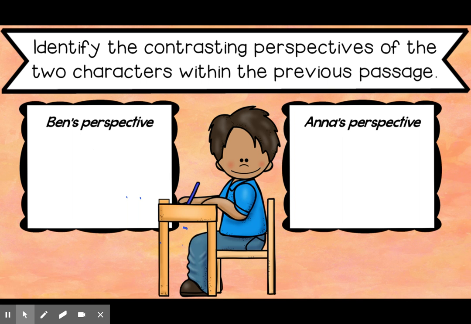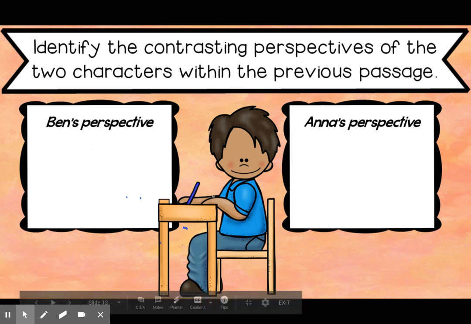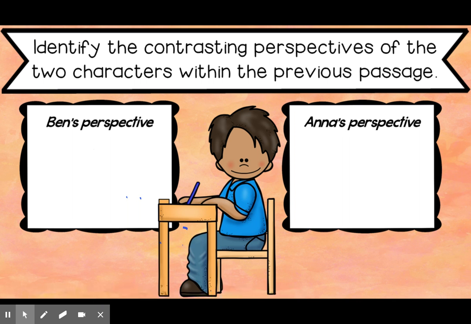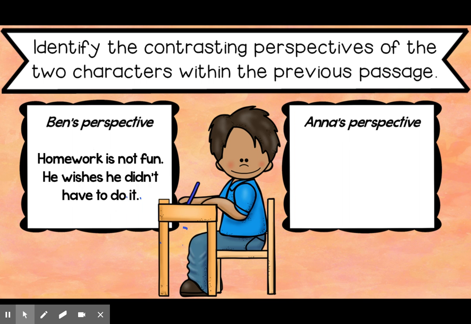So our 2 characters in that passage were Ben and Anna. Take a moment and try to think about what Ben's perspective was and what Anna's perspective is. Okay. So Ben's perspective is that homework is not fun and he wishes he didn't have to do it.